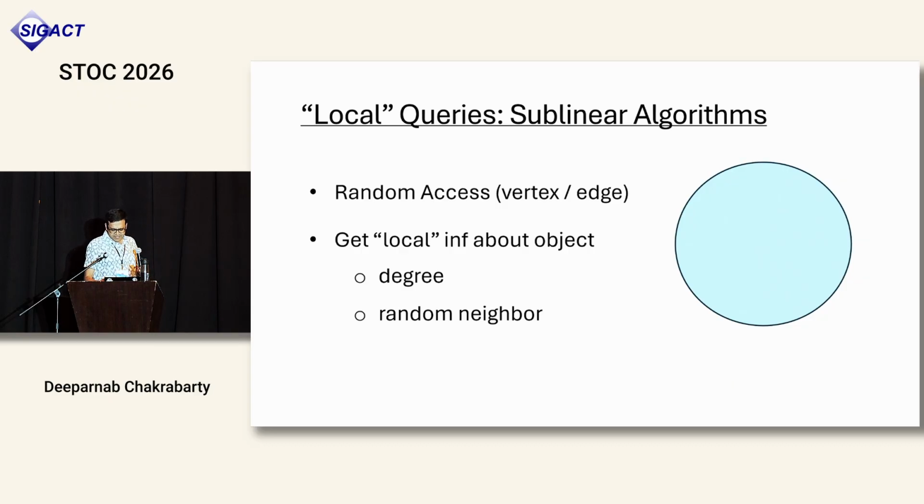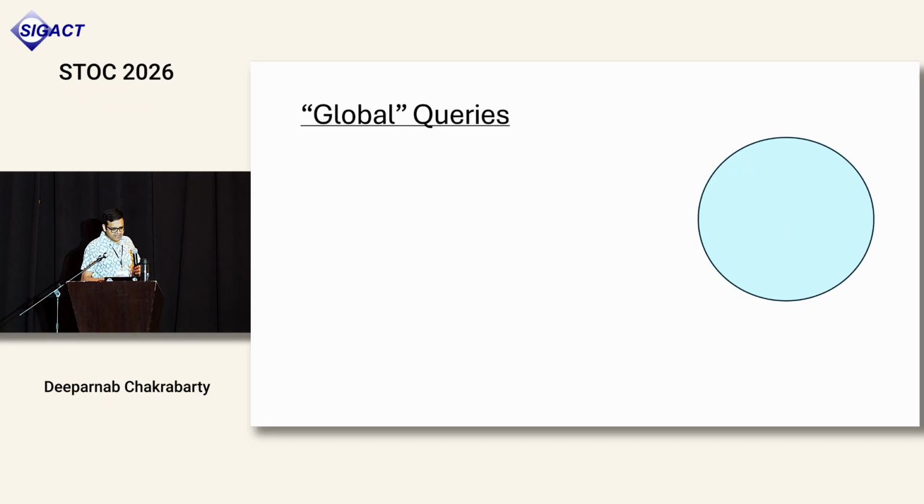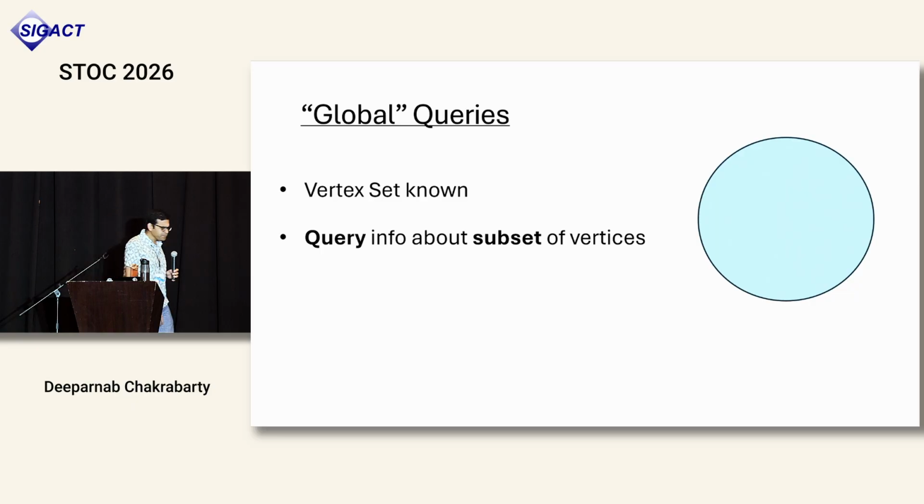The way I like to think about global queries, again taking graphs as an example, is that you have the vertex set, and you can query some information about subsets of vertices. You can get some coarse information about subsets of vertices, maybe paying just unit cost, and you want to solve an algorithmic problem based on that.